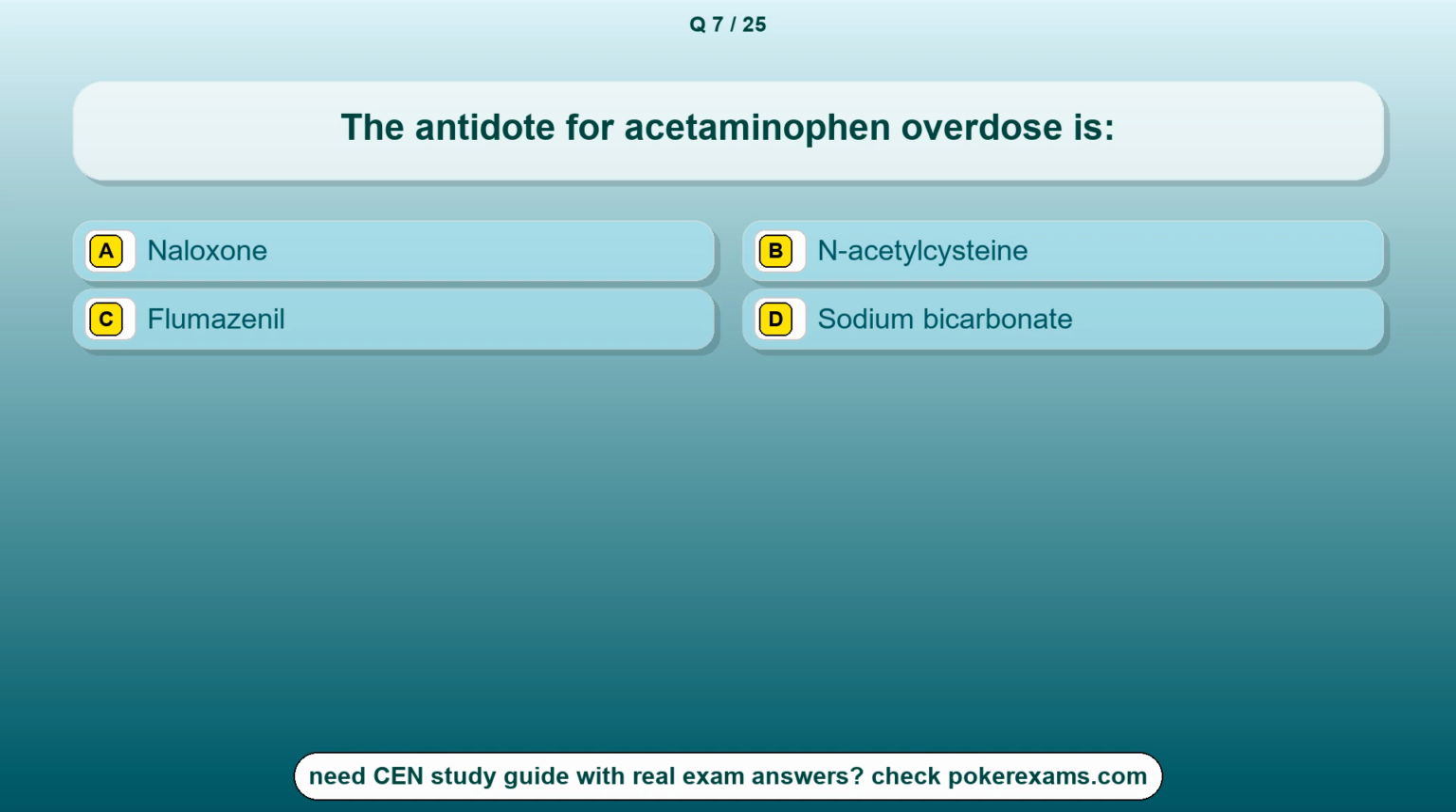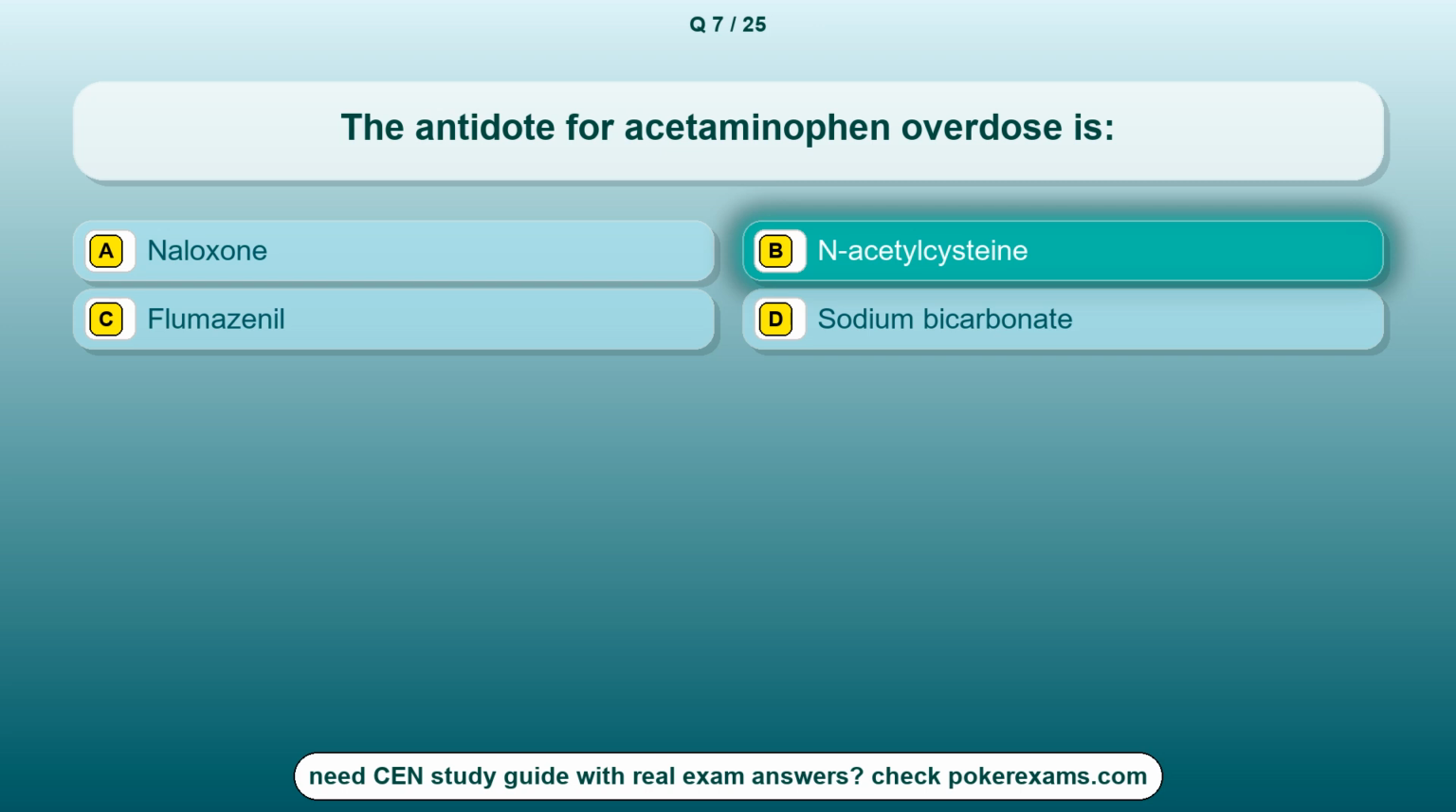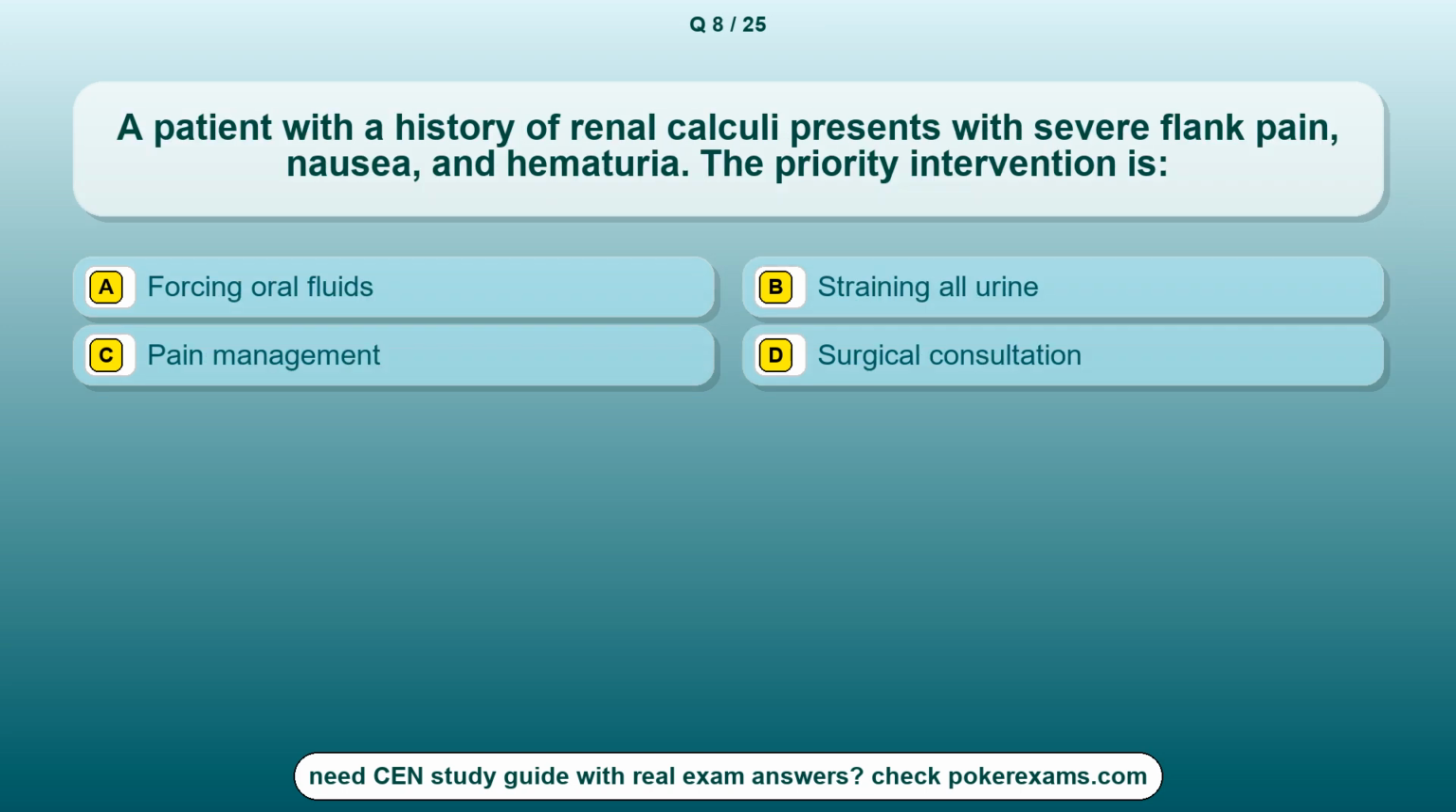The antidote for acetaminophen overdose is: Option A. Naloxone. Option B. N-acetylcysteine. Option C. Flumazenil. Option D. Sodium bicarbonate. The correct answer is option B. N-acetylcysteine. Question 8. A patient with a history of renal calculi presents with severe flank pain, nausea, and hematuria.